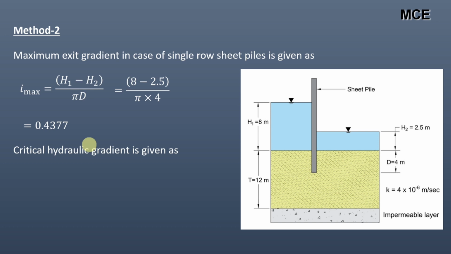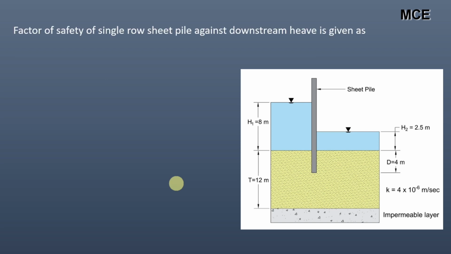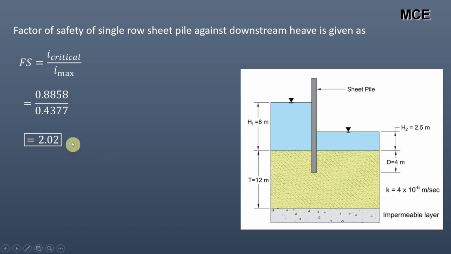The critical hydraulic gradient in the soil is given as gamma dash divided by gamma W. Putting values, we get the critical hydraulic gradient equal to 0.8858. So the factor of safety against downstream heave is given as Fs is equal to I critical divided by I max. Putting the values in the above equation, we get the factor of safety equal to 2.02, which is slightly more than the value obtained from the first method.